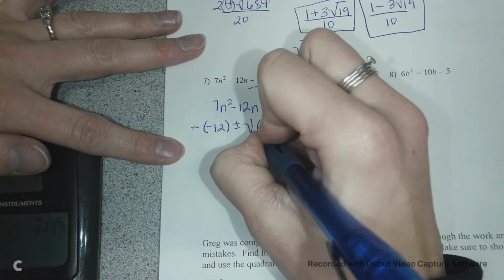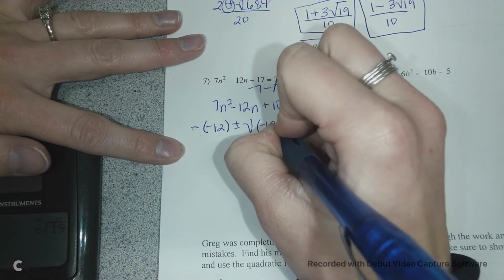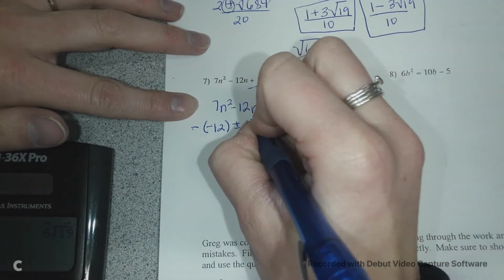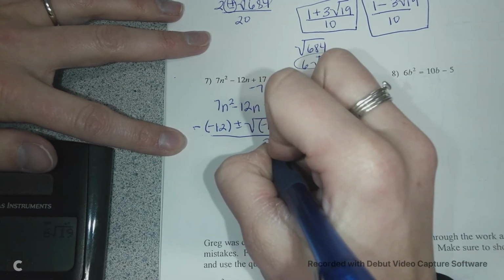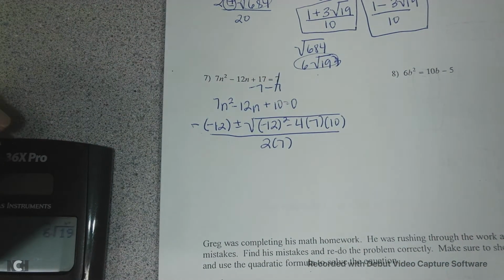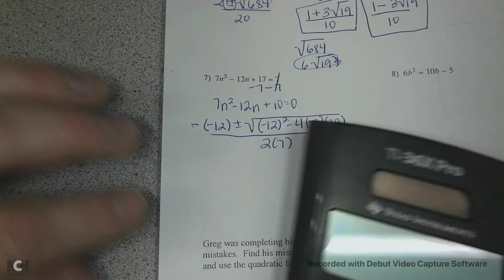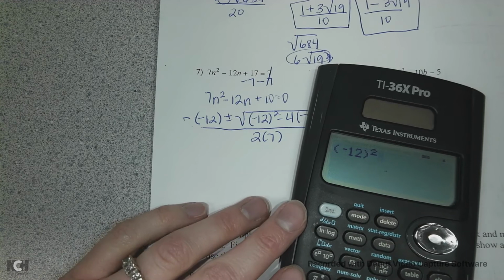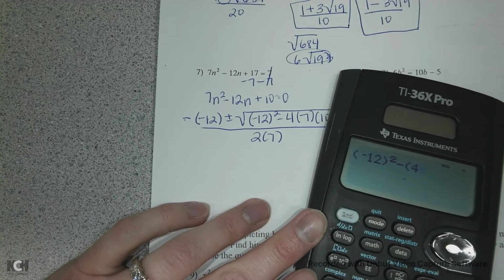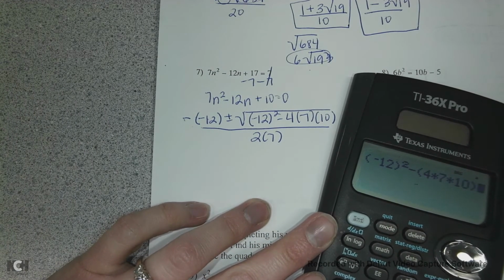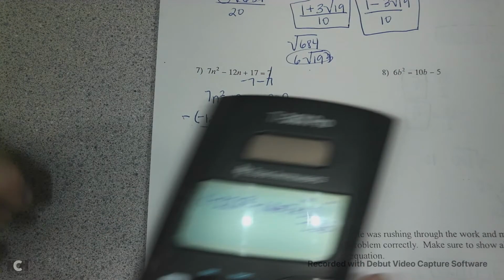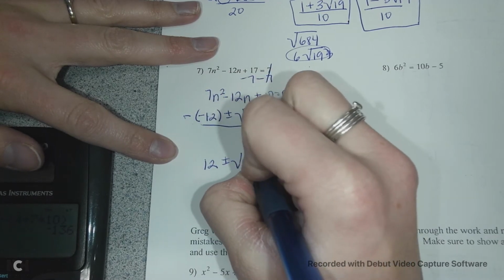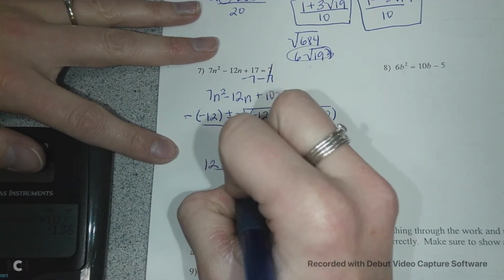Plus or minus the square root of b squared minus 4ac all over 2a. Okay, so we're going to do the discriminant. So we've got -12 squared minus 4 times 7 times 10 is -136. So I still have my positive 12 plus or minus the square root of -136 over 14.